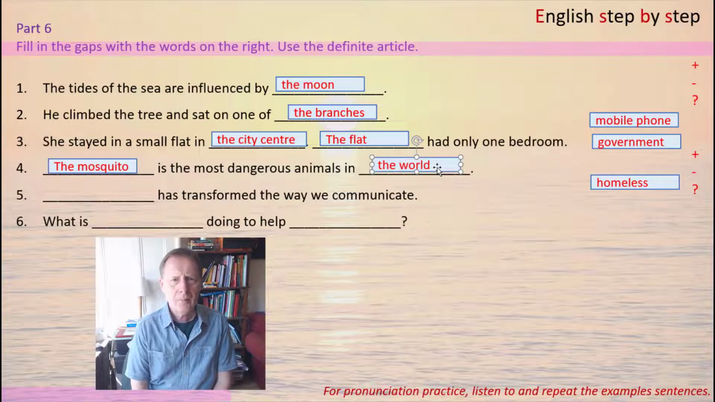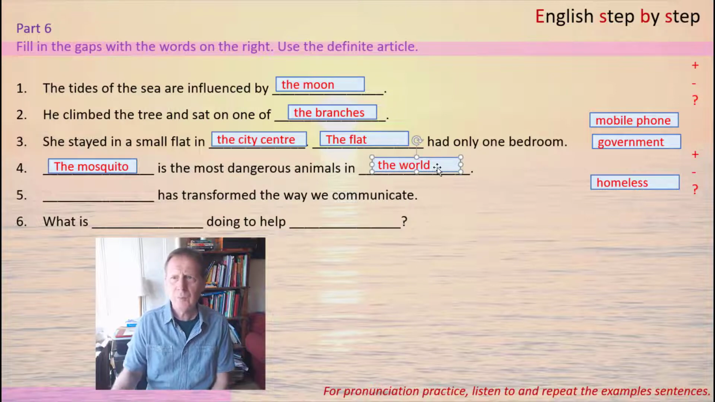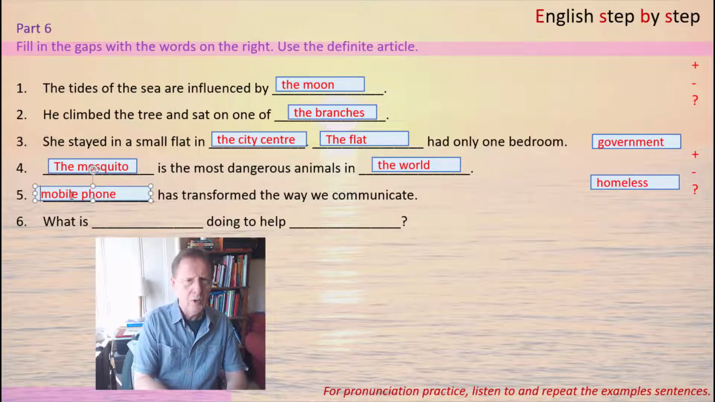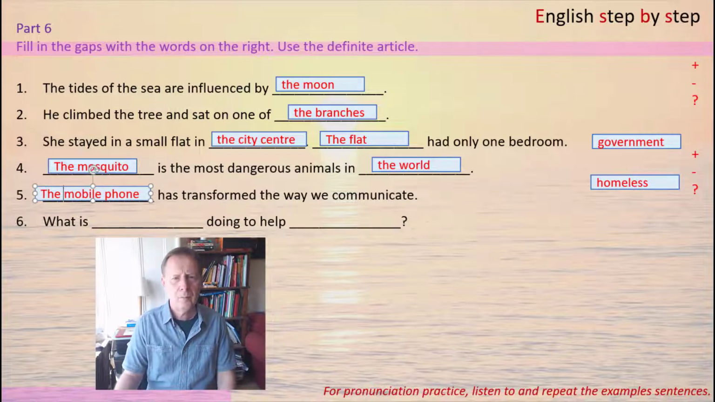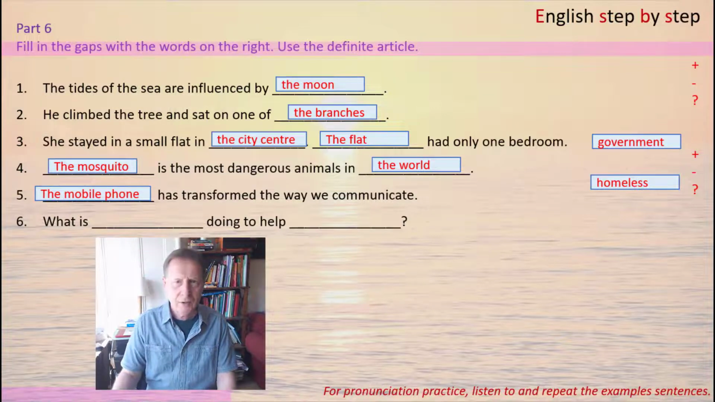The next one, here we're talking about an invention. So what is the invention? It's mobile phone, and here we need to put the definite article which is the mobile phone, because here it's a category of thing, it's an invention.